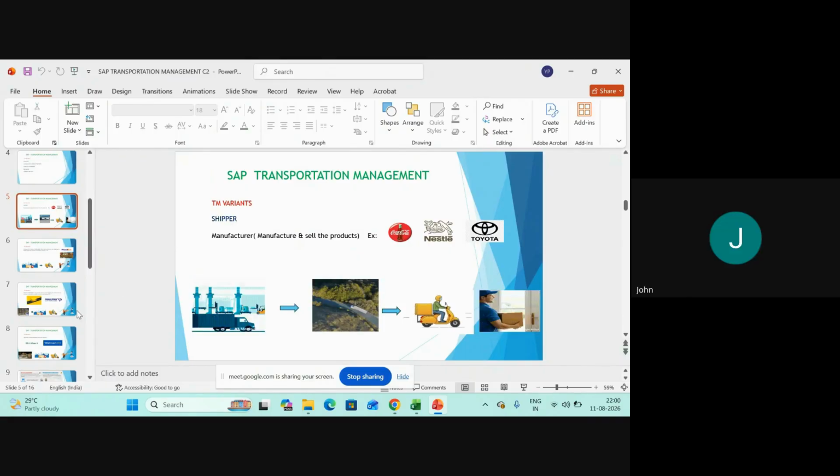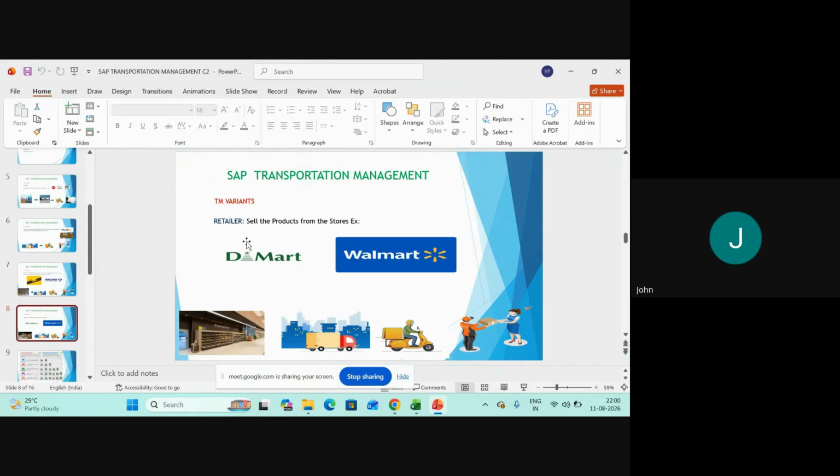Next is retailer. Retailer means simple DMart and Walmart movements. They will store the goods and sell the goods to customers. Least implemented scenario.